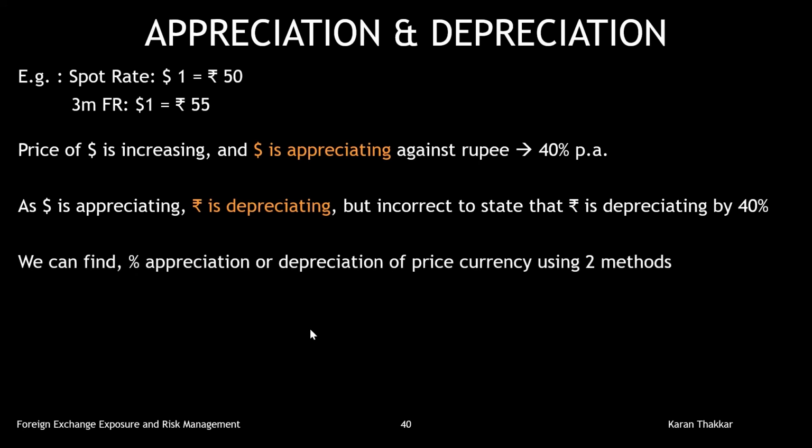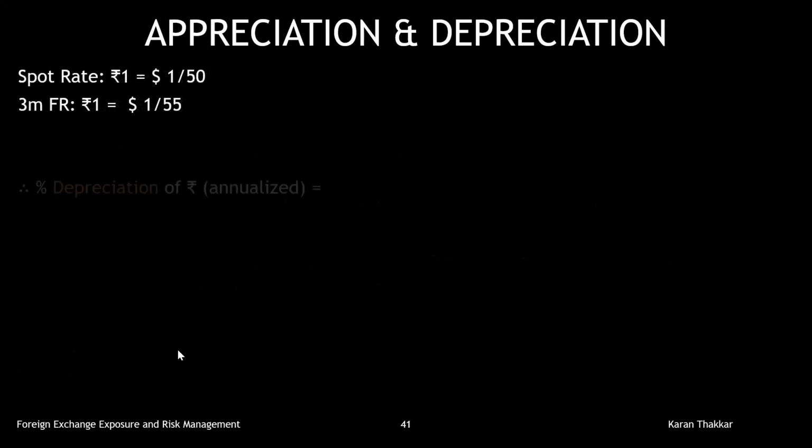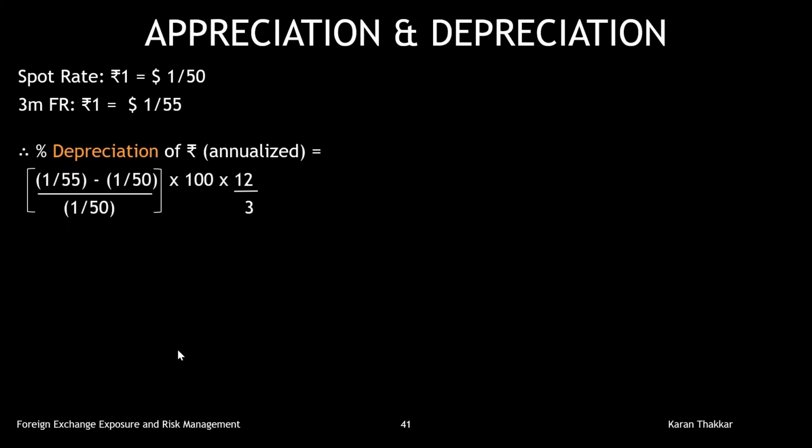First is to convert the direct quote to indirect quote and then use the formula. So what we would basically be doing is making rupee the product and then using the formula. This is basically taking the reciprocal because it is a one-way quote, and you must know this by now. And the percentage of depreciation of rupee in annualized terms would be the change upon the original number into 100 into 12 by 3, to get an annualized number, which would be 36.36% per annum.